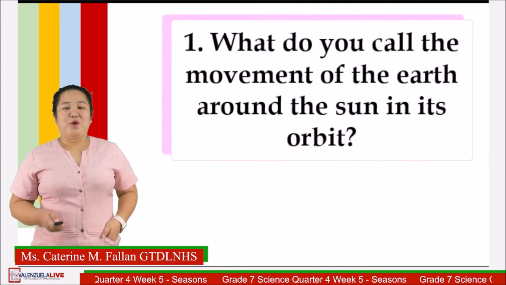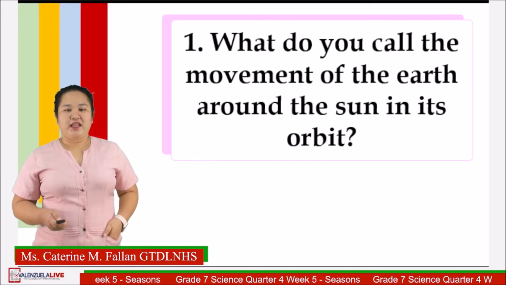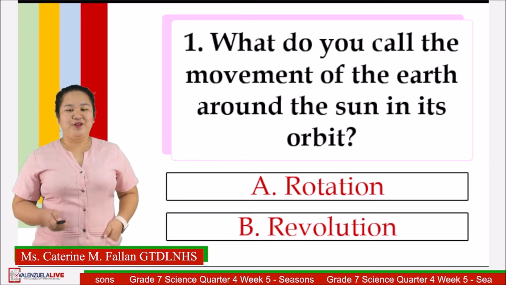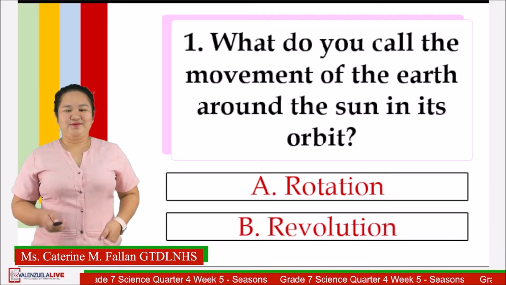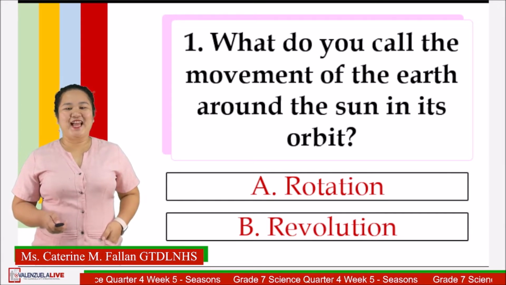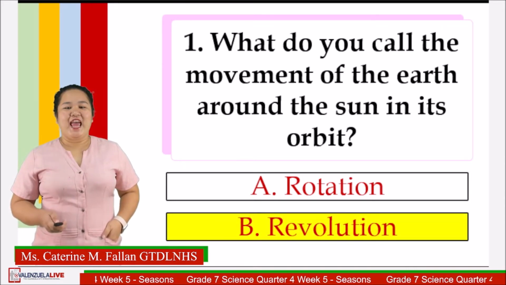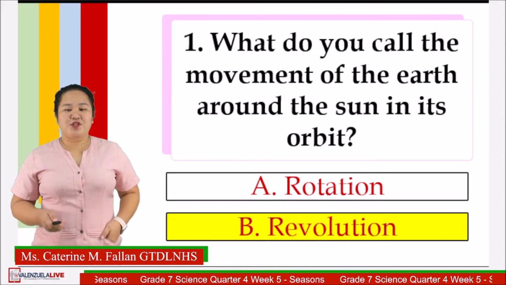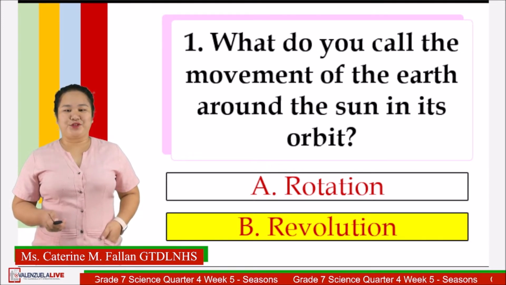Question number 1. What do you call the movement of the Earth around the Sun in its orbit? A. Rotation. B. Revolution. Please key in now your answer in the comment section. Alright, let us now reveal the answer. And the correct answer is letter B, revolution. Every year, or every 365 and 1/4 days, Earth makes one complete orbit around the Sun. And that movement is called revolution.